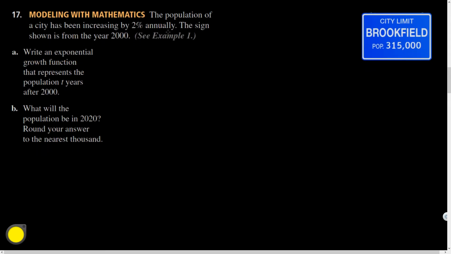Here, let's do a word problem. Let's get one of these done. So once again, I'm seeing increasing here. This is what I'm working with: y equals A times 1 plus r to the t. I used plus here because it was increasing.